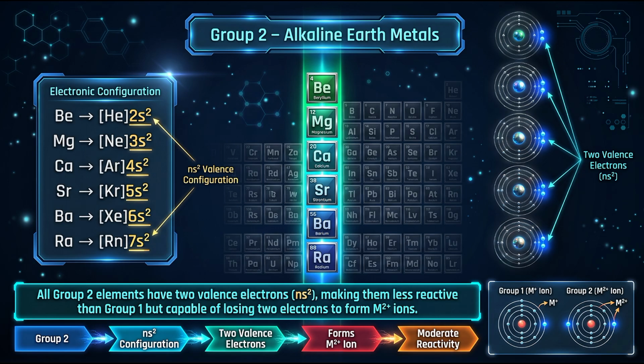Barium is even more reactive, and radium is expected to be the most reactive member because it has the largest atomic size and the weakest attraction between the nucleus and its outermost electrons.